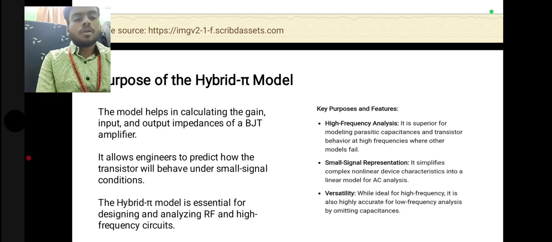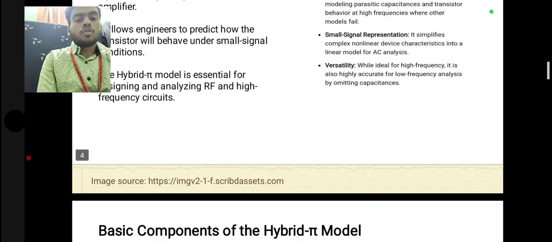The hybrid pi model is versatile. It is also highly accurate for low frequency analysis by omitting the capacitances. If you omit the capacitances which are connected in a pi shape, then it acts as a low frequency analysis and gives accurate values. While connecting the capacitors in pi shape, it acts as versatile for high frequency analysis. So we move on to the next slide.